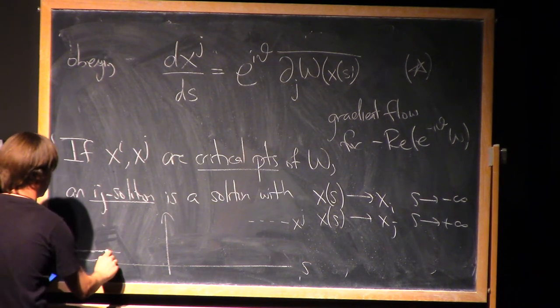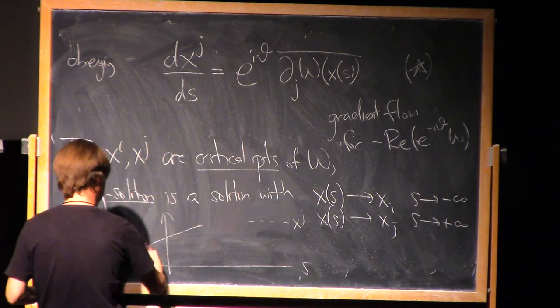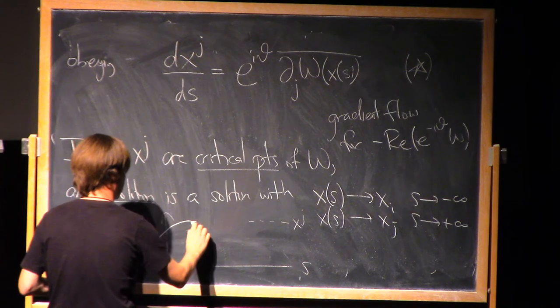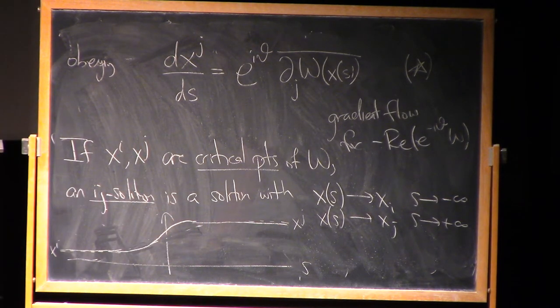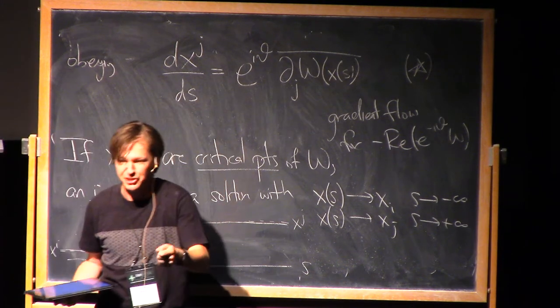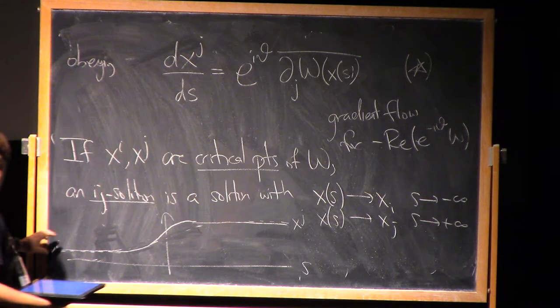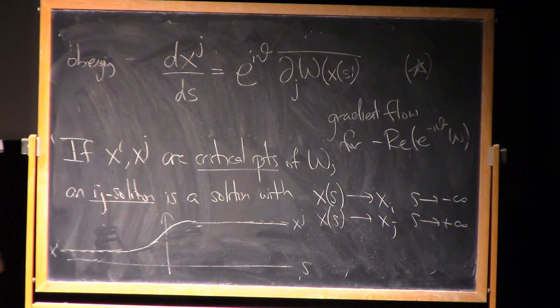And then somewhere in the middle, well, I should make it go a little faster. Somewhere in the middle, it kind of goes like this. It switches over from vacuum i to vacuum j. Of course, one thing it could do, one solution of this equation, is just to be stationary, just to sit at the critical point for all time. We want things that don't do that. We want things that approach the critical points at the two ends, but interpolate between them. Okay.